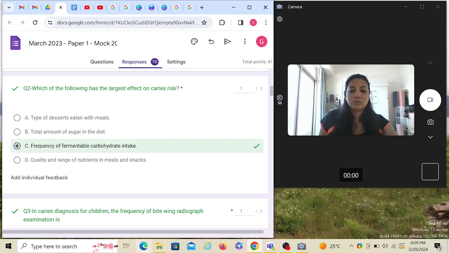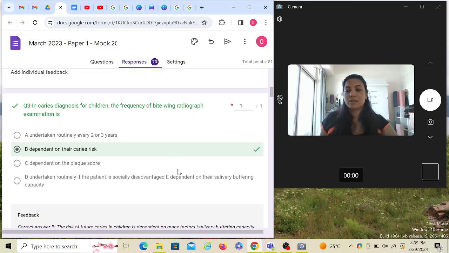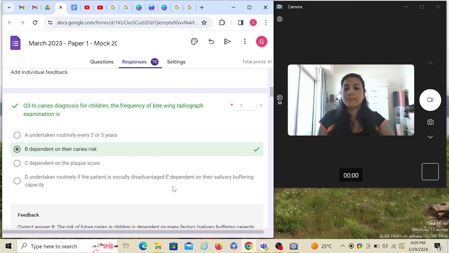Then we come on to caries diagnosis for children: the frequency of bite-wing radiograph examination is... Now, different protocols have been given by American standards, by European standards, but normally it is dependent on the caries risk. Now, let's see the options. Undertake routinely every 2 or 3 years. Dependent on the caries risk. Dependent on the plaque score. Undertaken routinely if the patient is socially disadvantaged. Dependent on their salivary buffering capacity.